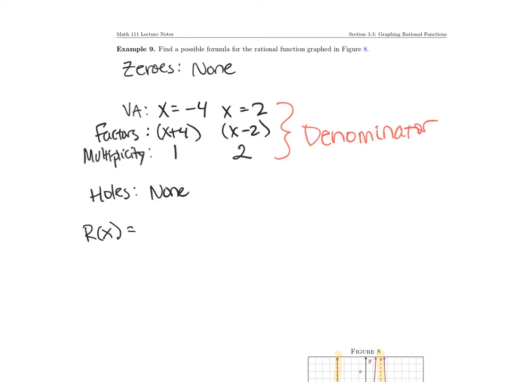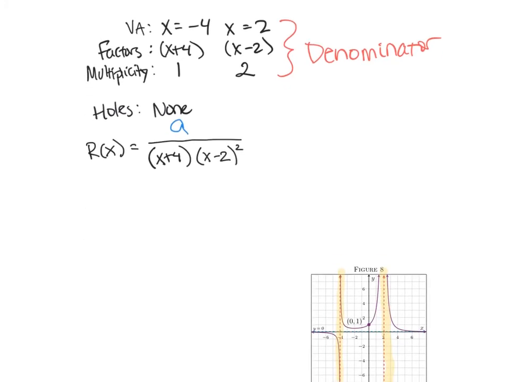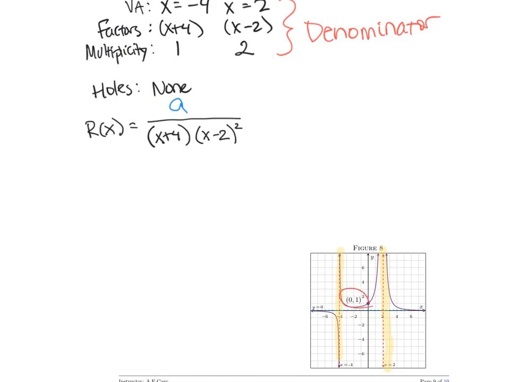So we're just gonna have an a on top, because we don't have any x-intercepts or horizontal intercepts to include out there. And then in our denominator, we have a factor of x plus 4 that had a multiplicity of 1. And then we had a factor of x minus 2, and that had a multiplicity of 2. Please do not forget your multiplicities. That's going to make a difference. All right, so here's our setup of the equation. We are going to be using the point (0, 1) in our equation to find our a value.